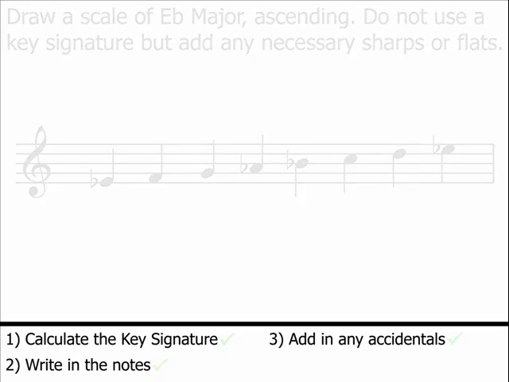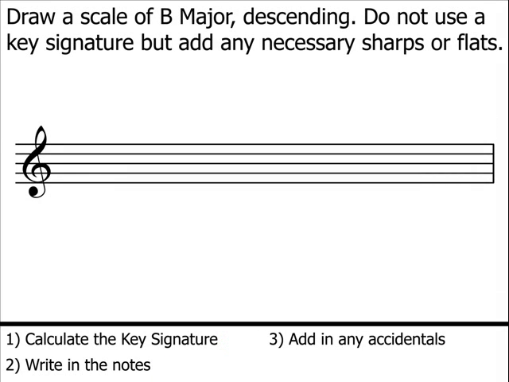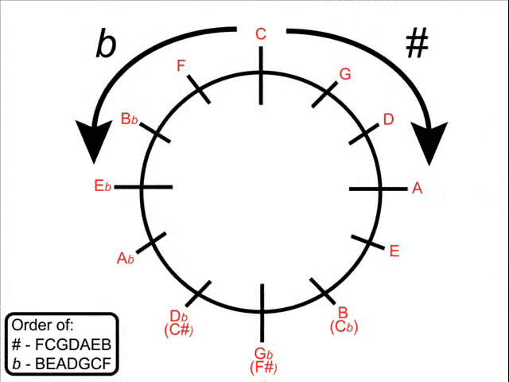Just one final question to tackle. Draw a scale of B major descending. Do not use a key signature, but add any necessary sharps or flats. Now, notice that this scale is descending, slightly different to our previous examples. So it's going to start on a high note and go down to a lower note. Step 1, calculate the key signature.